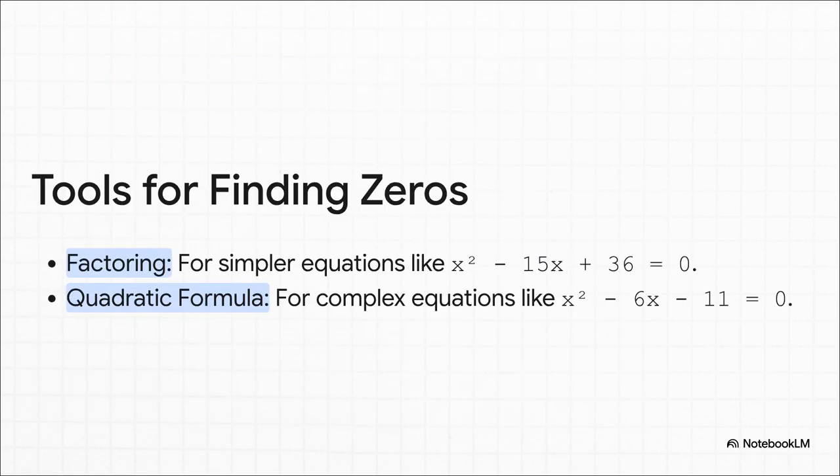So, how do we find these ending points? Well, we've got a couple of tools in our toolbox. For the nice, neat equations, we can often use a simple technique called factoring. But for the messier ones, the really stubborn equations that just don't want to cooperate, we have a super powerful universal tool, the quadratic formula.